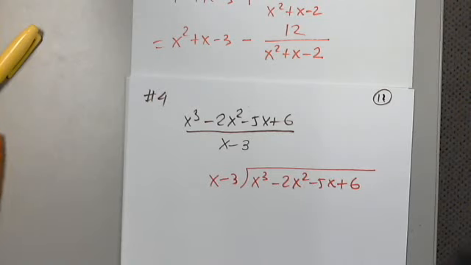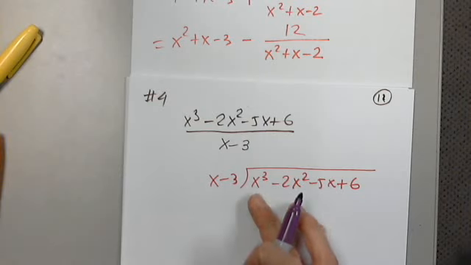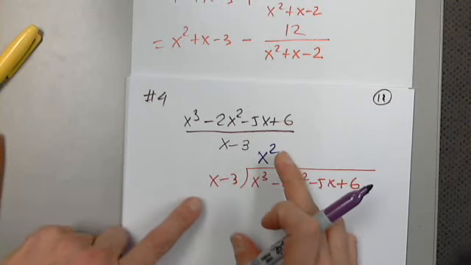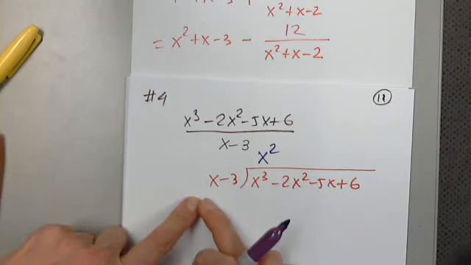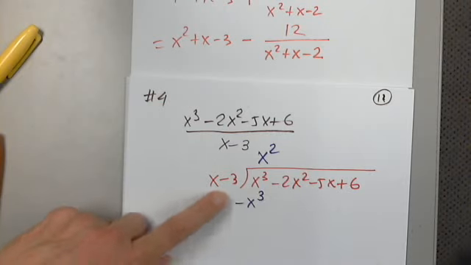Whatever works. Good. So x times what is x cubed? Good. We go back and distribute. X squared times x. Yes, it's positive x cubed, but we write negative x cubed. And x squared times negative 3.